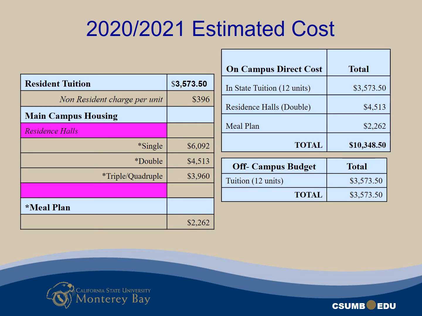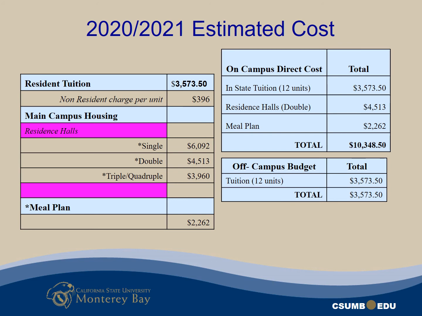If you're planning to stay on main campus housing, such as residence hall, they have 3 different rates. Single is $6,092. If you're planning to stay with a double, so you and another roommate, it is $4,513. Or 3 or more, you're looking at $3,960. If you're an incoming freshman, then it is mandatory for you to have a meal plan, which costs $2,262.